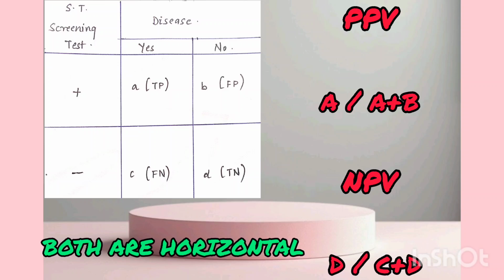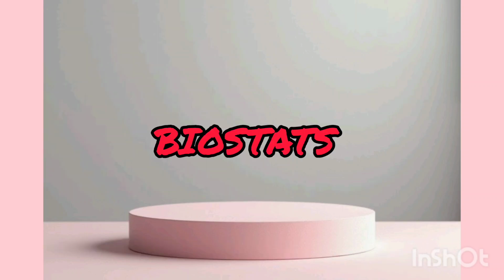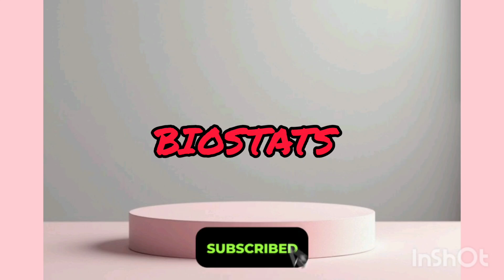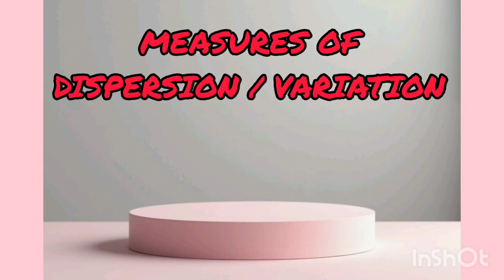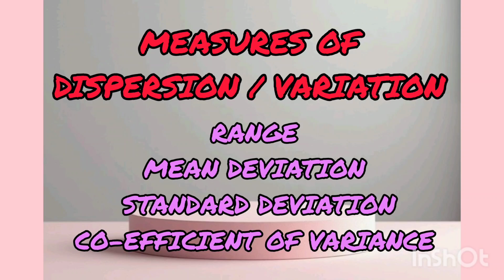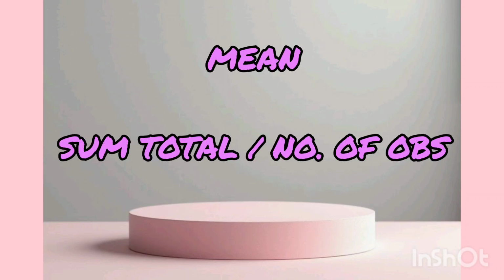Now coming to another important topic of public health, which is biostatistics. To begin with, we have measures of central tendency, which include mean, median, and mode. Next up, we have measures of dispersion or variation, which include range, mean deviation, standard deviation, and coefficient of variance. Now let us have a detailed look as to what these terms imply. To begin with, what is mean? It is the sum of all the observations divided by total number of observations.